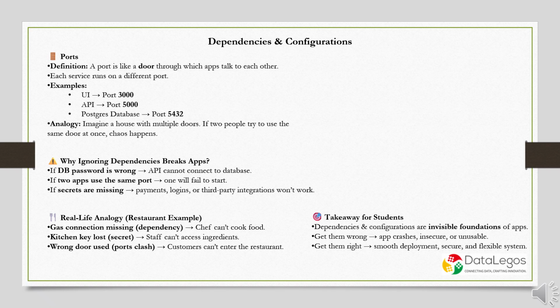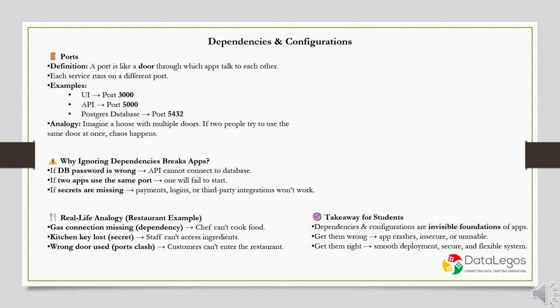Real-life analogy: restaurant example. Let's bring this back to our restaurant analogy. If the gas connection is missing, the chef can't cook food. If the kitchen key is lost, the staff can't access ingredients. If the wrong door is used, customers can't enter the restaurant. In the same way, if dependencies are wrong, apps simply won't run smoothly.